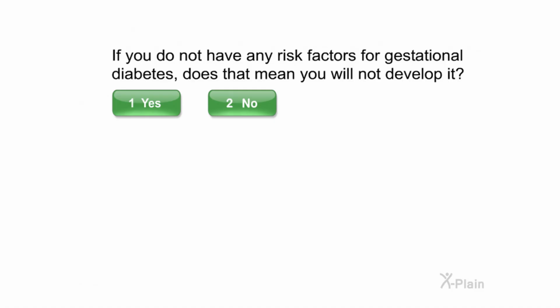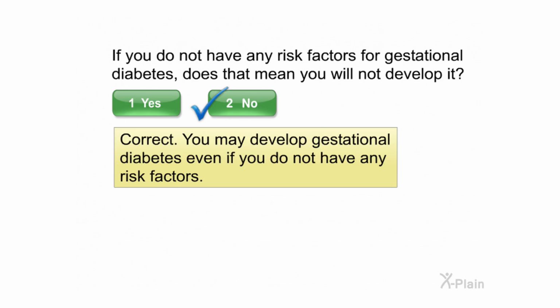If you do not have any risk factors for gestational diabetes, does that mean you will not develop it? Select yes or no. Correct. You may develop gestational diabetes even if you do not have any risk factors.